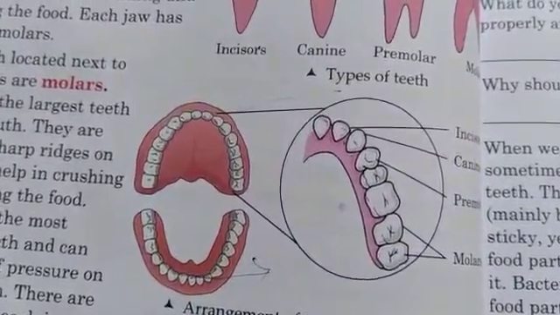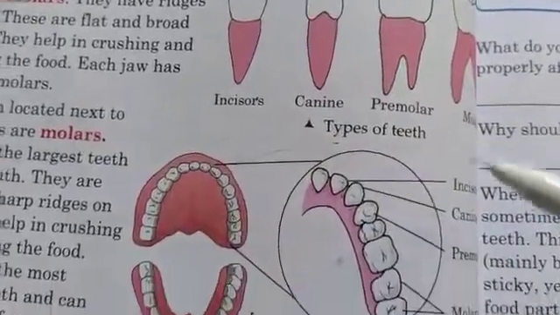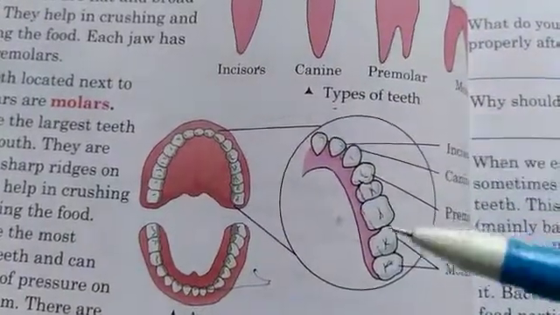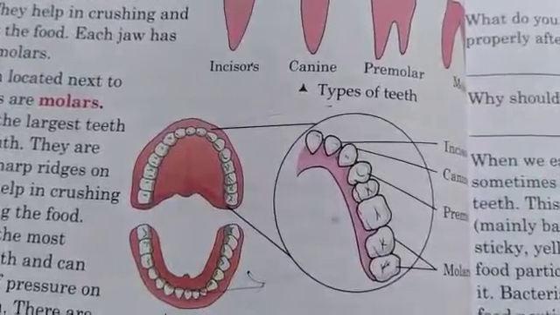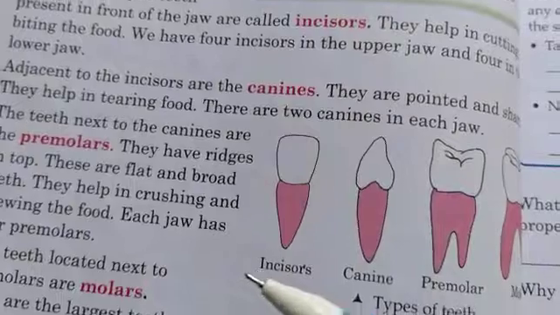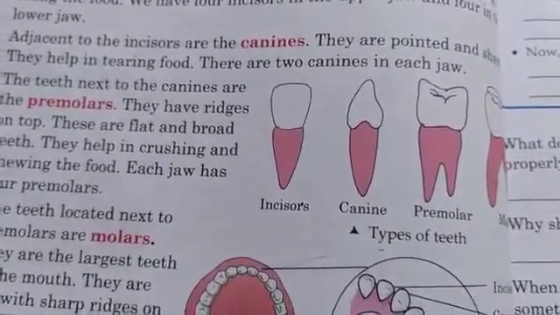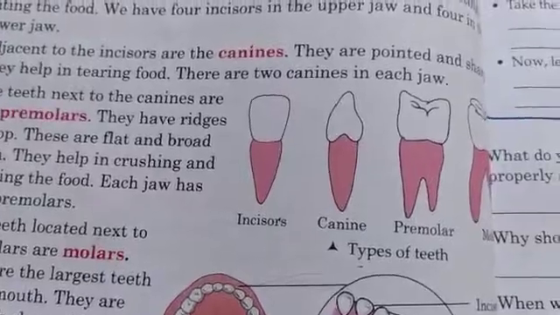That is why we have 4 types of teeth, incisor, canine, premolar and molar, which are arranged in our mouth differently for different functions. Incisors help in cutting and biting the food, canines help in tearing the food, and premolars and molars help in crushing, grinding or chewing the food items.